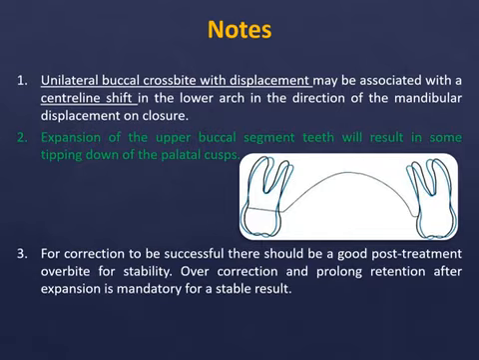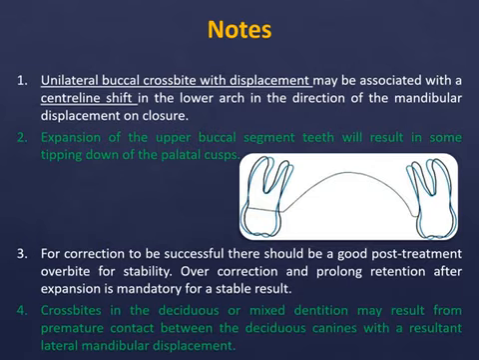For correction to be successful, there should be a good post-treatment overbite for stability. Overcorrection and prolonged retention after expansion are mandatory for stable results. Crossbites in the deciduous or mixed dentition may result from premature contact between the deciduous canines with a resultant lateral mandibular displacement. We can treat this by grinding the canine tips to eliminate premature contact, but this should be confined to the enamel part of the tooth.